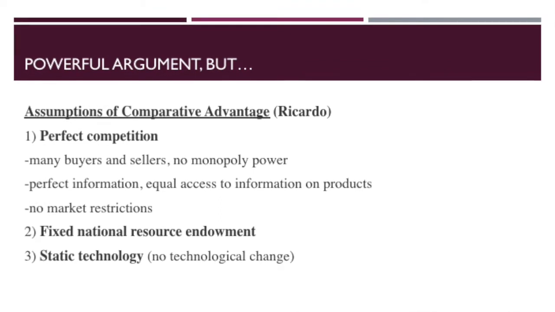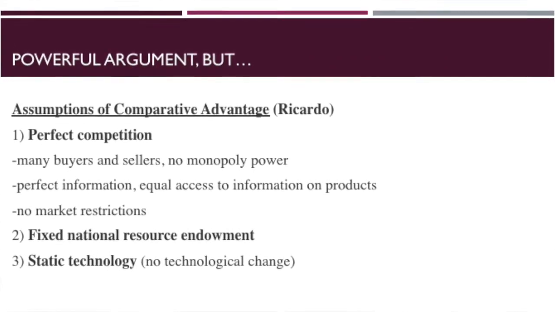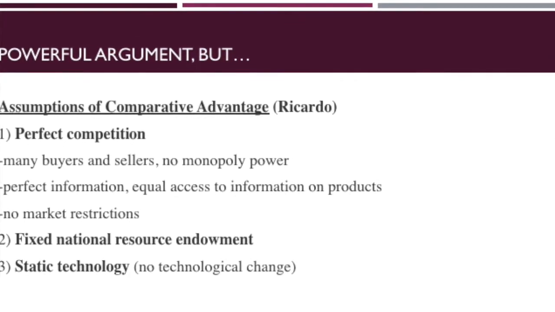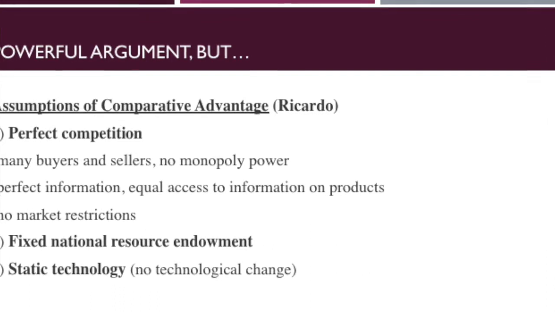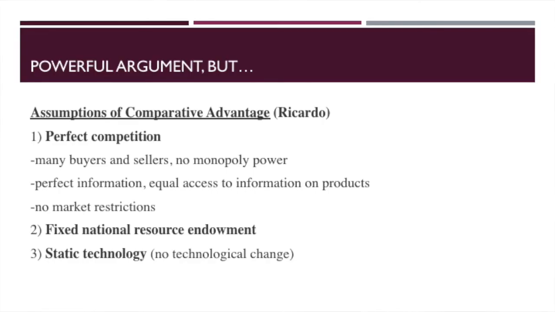Well, we know that that isn't really the reality. There are lots of hiccups, exceptions. Perfect information doesn't exist. There are relative degrees of that, but perfect information is not a condition that typically holds. And so already we're seeing a few caveats to Ricardian comparative advantage.